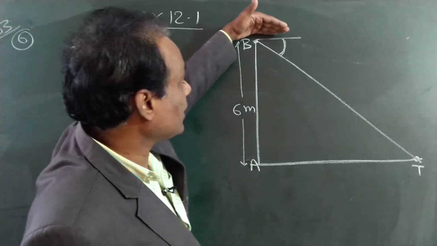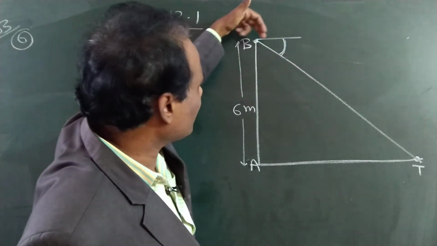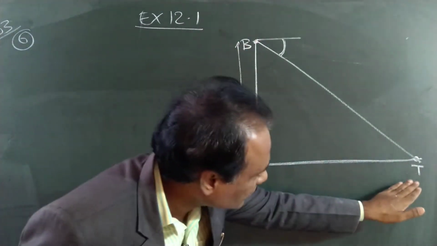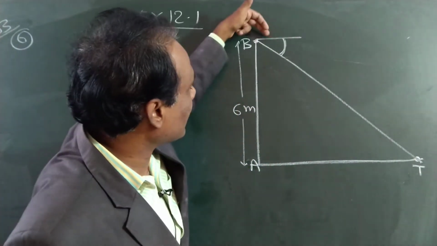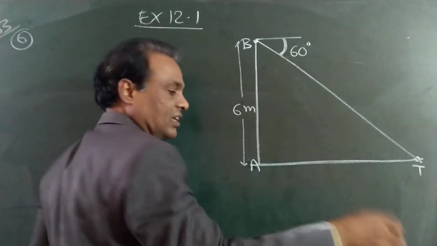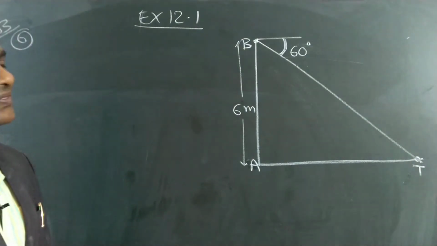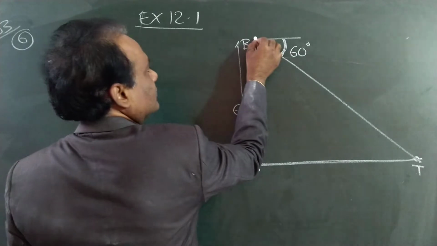Whenever angle of depression is given, draw the horizontal line. Angle of depression will be given when we are on the top and the object is on the ground. So we are on the top. From here, draw the horizontal line, and this angle is called angle of depression. It is given as 60 degrees.